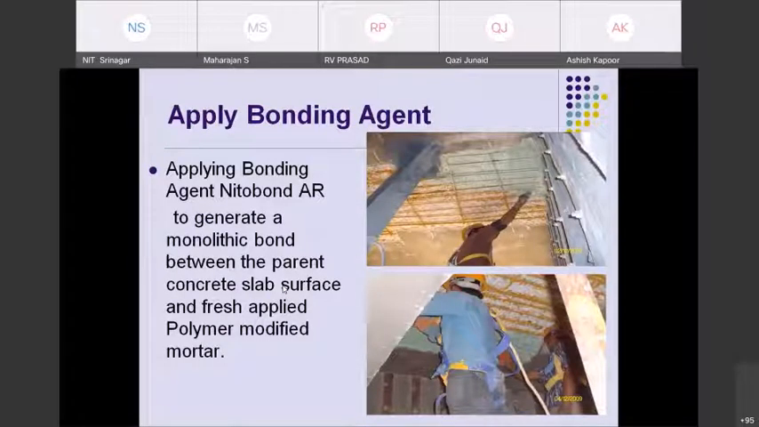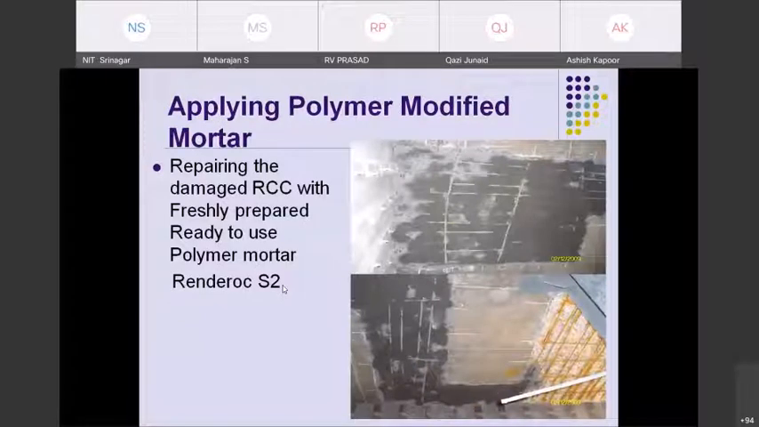After that, we apply a bonding primer. Why this bonding primer? As I told you, the bond between old and new concrete will not be formed by normal means without any type of bonding agent. Here we have used Nitobond AR, and this is how the polymer modified mortar is used. Here you can't use normal concrete or normal mortar. We have to use the polymer modified mortar, or we can use the micro concrete.